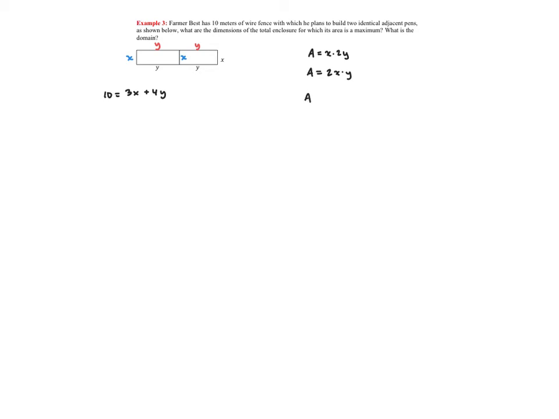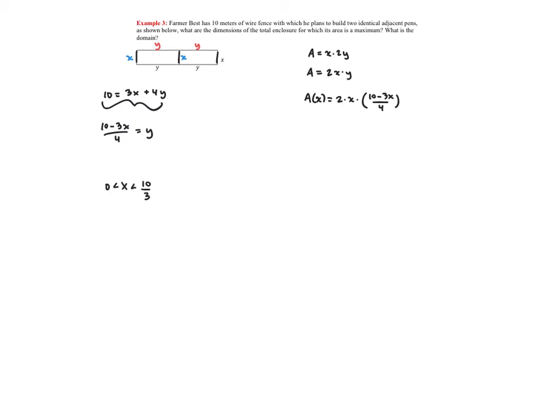All right, so let's write area in terms of x alone. I'm going to solve this equation for y. So I would have (10 minus 3x) over 4 equals y. Then I'd have 2 times x times this new expression, (10 minus 3x) over 4. Now there are going to be certain restrictions, or a domain, on both x and y. Clearly, if I have 10 meters of fencing, I cannot have x be more than 10 thirds, because then I would have nothing left over for the width of this pen. So x must be greater than 0 and less than 10 thirds.